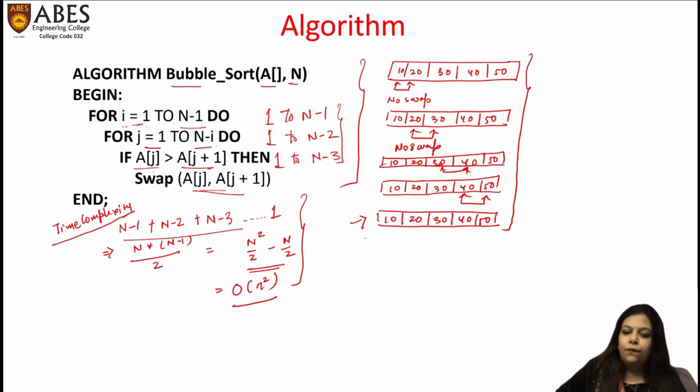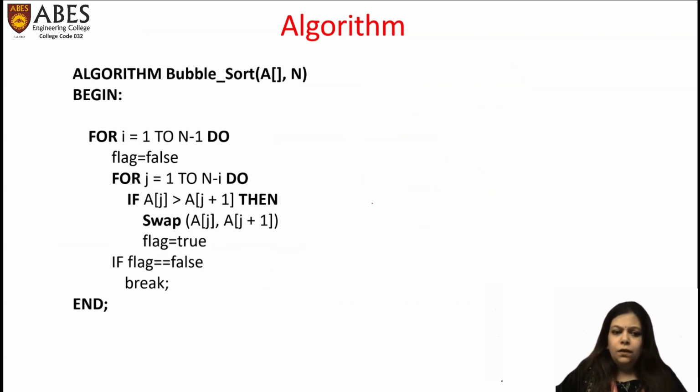So in order to do so, we can take another variable and we can store true or false into it. And if we are not getting any swap, then the state of the flag will remain the same. And if we are swapping any values, then the state of the flag can be reversed. So this algorithm can be modified in this way.